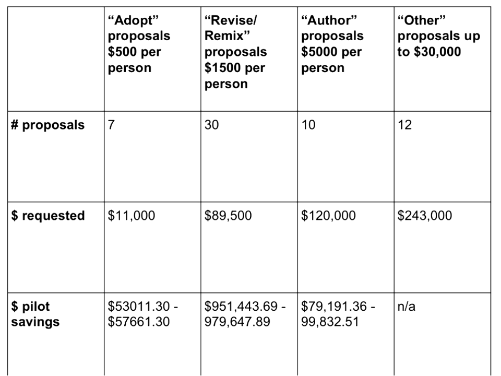So the third category was proposals to author a new OER, if you could demonstrate that there wasn't something that already exists, and that was $5,000 per person. And we're starting to see less than $1 saved for each dollar spent in the pilot year. And then other was proposals that we felt that we wouldn't be able to anticipate which category they'd fall into.